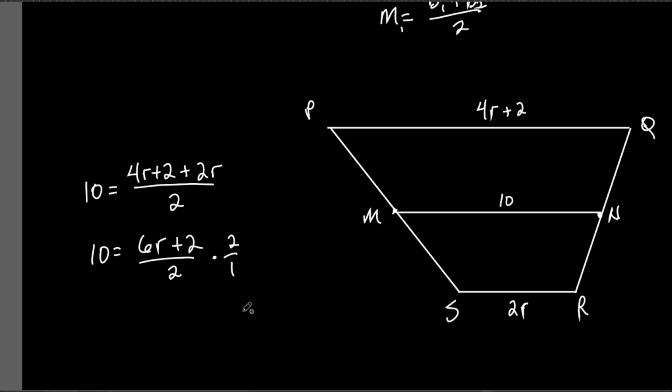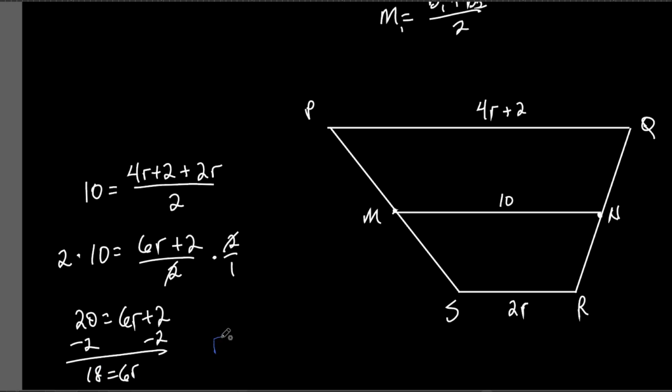Now, if you do that to one side, you've got to do it to the other side. So you come over here and you multiply that by 2. What happens to that 2 right here? It cancels. That's the whole reason why I multiplied by 2, so that it would cancel out. Okay. And so it worked. Now, I just write down the rest of the stuff. 2 times 10 is 20 equals 6r plus 2. Now the rest is pretty easy. Subtract 2 from both sides. I get 18 equals 6r. Divide both sides by 6. What's r equal to? r is equal to 3.